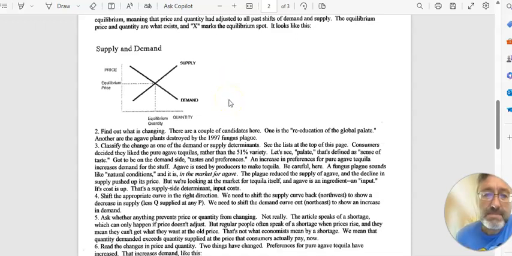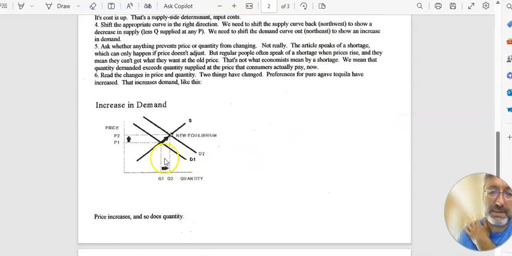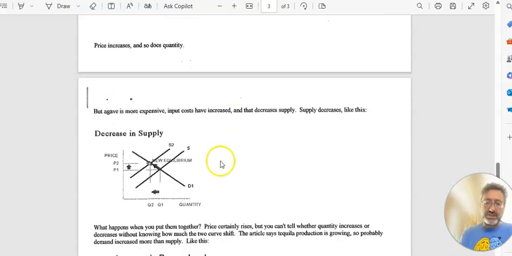In the example, the first change analyzes demand: there is a re-education of the palate, meaning people want more tequila. So what happens? Demand increases, and demand goes from D1 to D2. What is the effect of this? An increase in price. And usually more is produced, because the signal for producers is to make more when the price is higher, everything else remaining the same. That's the first effect. The second effect is a change in supply.